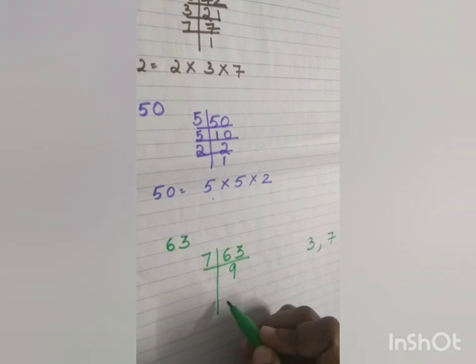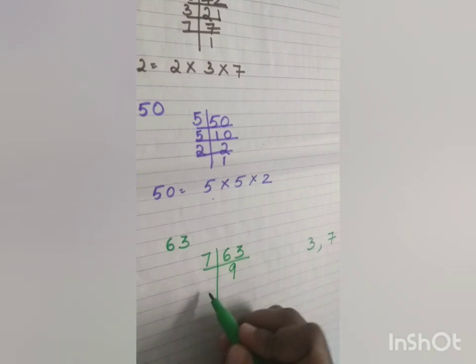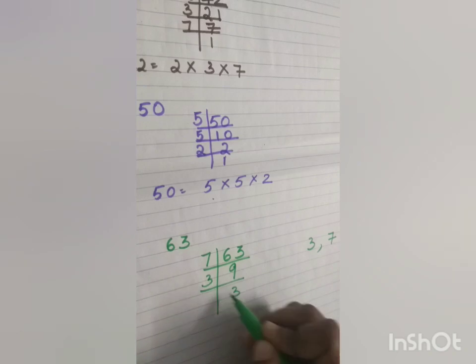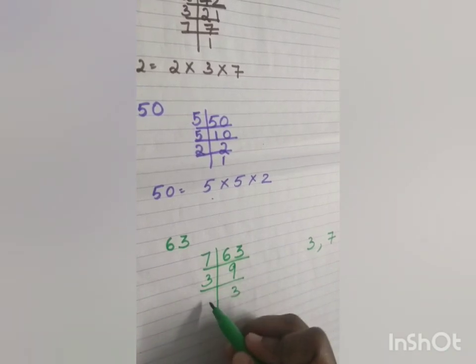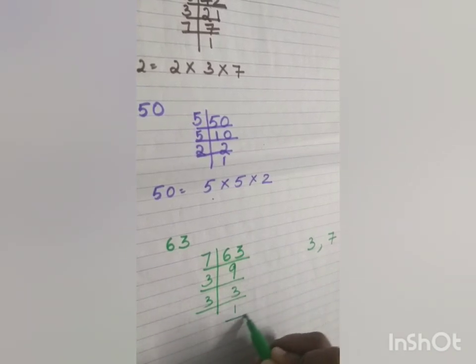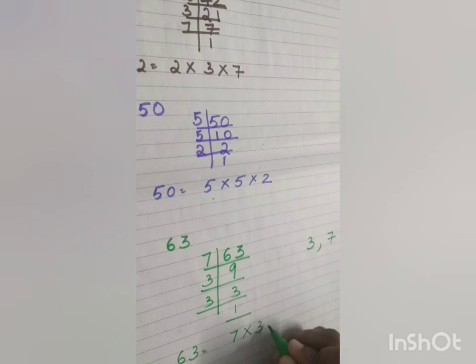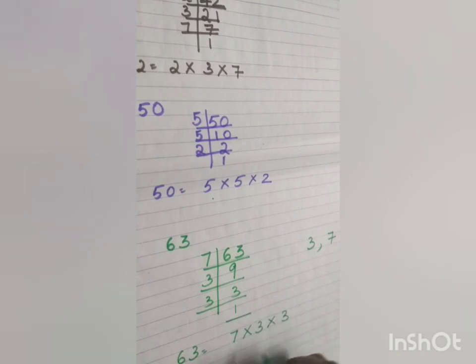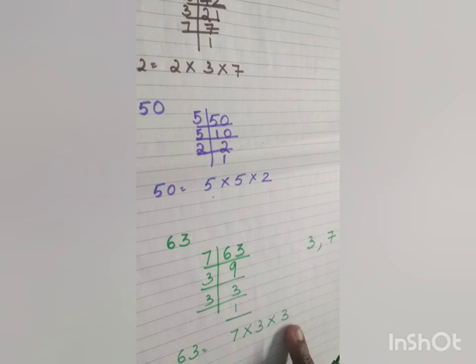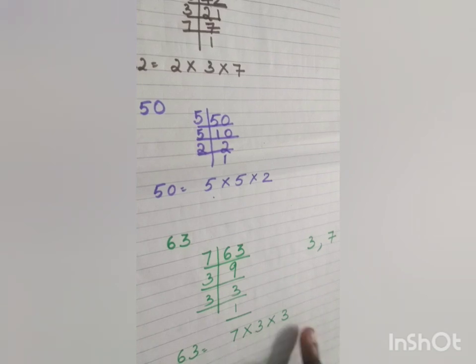Now next, it is 9. So 9 comes in only the 3 table, isn't it? So 3 3s are 9. And then 3 1s are 3. So 63 can be written as the product of 7 into 3 into 3. 3 3s are 9. 9 7s are 63. Is it clear? The product of prime numbers, that is 7 into 3 into 3.